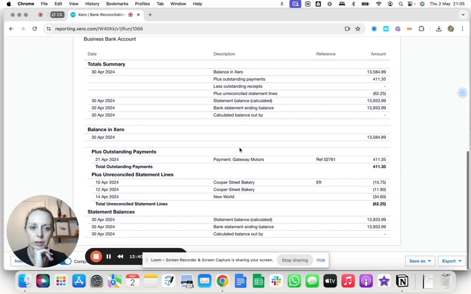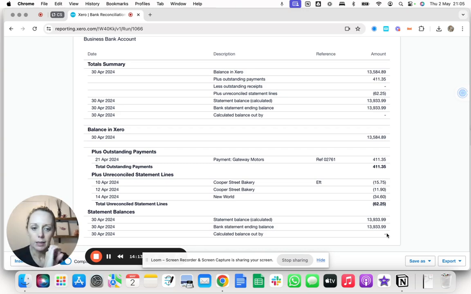So this is what you'd expect to see. You'd expect to see what the balance is in Xero, any outstanding payments and outstanding receipts, anything unreconciled, and you can see it over here. This will also look at what Xero thinks is coming out of the bank, and then it'll break it all down. If that's not matching up, then it's something that you need to look into. Again, I would recommend you speak to your accountant and ask them to help you with it, because it'll be a case of literally going through line by line to see what's gone wrong.